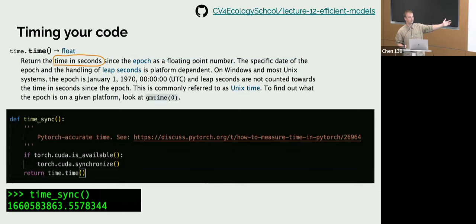I added this to the CV for Ecology GitHub under lecture 12, so you can just grab this code directly. It's built into the CT classifier repo, or this is a fork of the CT classifier that now has some timing stuff built in that you can check out.